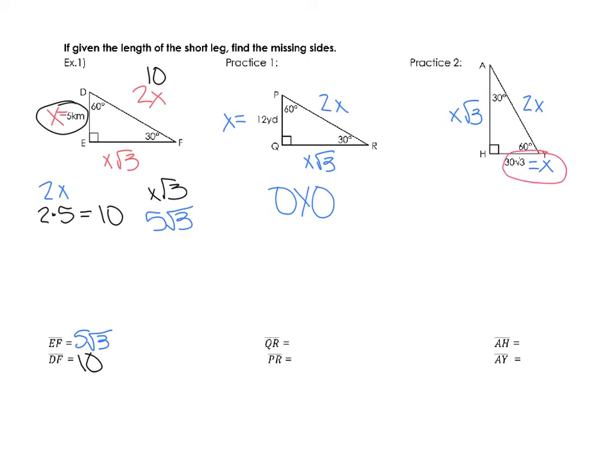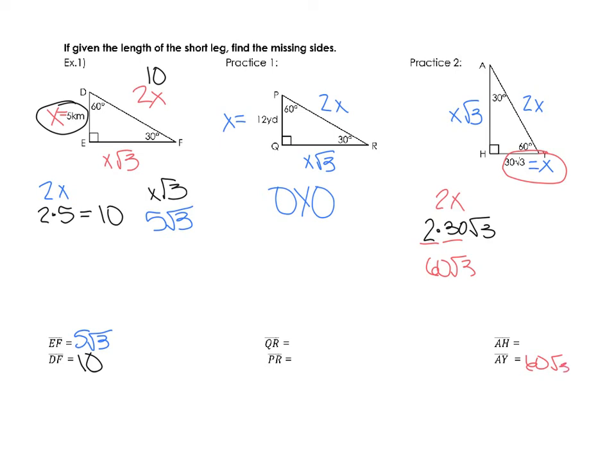We know that the value of x is equal to 30 square root of 3. So let us first find the hypotenuse, which would be 2 times x. In this case, we already know what x is, so it's 2 times 30 square root of 3. Now, to simplify this, we will multiply our coefficients. So 2 times 30 gives us 60. Don't forget to keep the square root of 3. So AY, which is our hypotenuse, is 60 square root of 3.